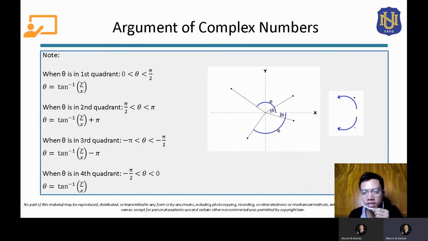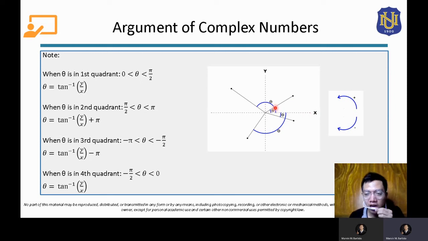Now, the argument of complex numbers. As I've mentioned earlier, the arguments of complex numbers are dependent on the location, the quadrant, of that complex number. We have here the different locations of your complex numbers: quadrant 1, quadrant 2, quadrant 3, and quadrant 4. It is important to take note, class, that all the arguments of your complex numbers are always measured, or drawn, from your positive x-axis. So it's always measured from here.